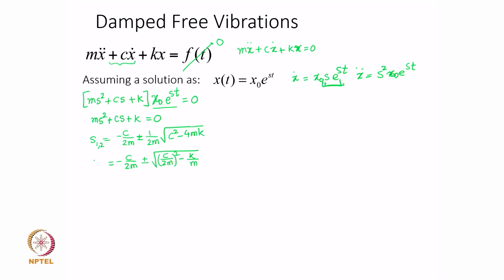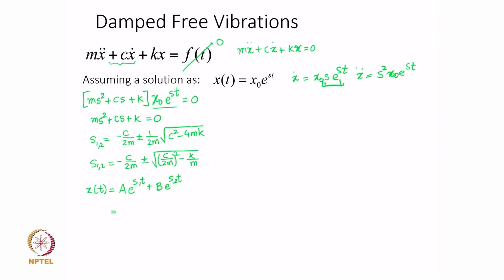So, you have two possible roots here. One is S 1, the other one is S 2, and because there are two roots, I can get the general solution x of t to be some constant again e to the power S 1 t plus b e to the power S 2 t. Both roots will contribute in general, and that is the general solution of your vibratory system.